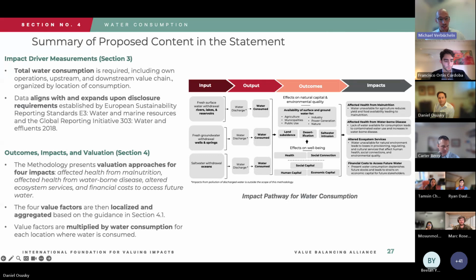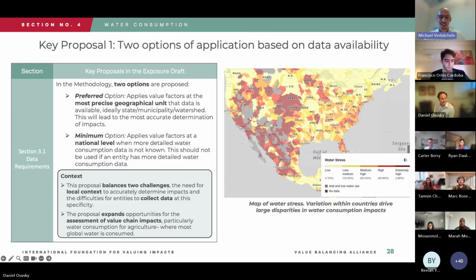So this is really taking these key perspectives and localizing the value factors, localizing the monetary values that are then displayed and aggregated at the end, and to really multiply that with the water consumed. So really this delta between water withdrawn and water discharged. And the key proposals of that are now introduced by Carter, walking us through the options here.